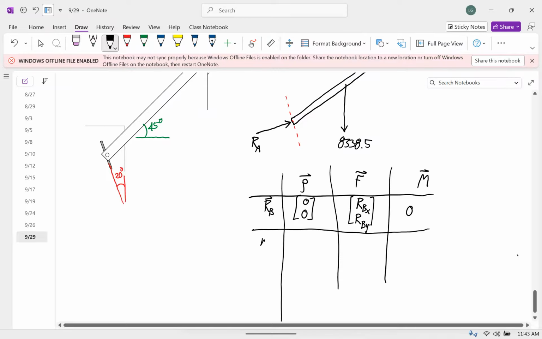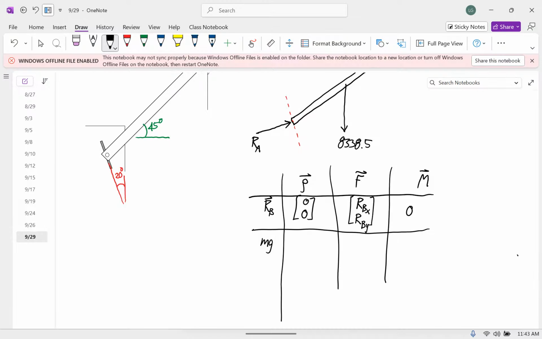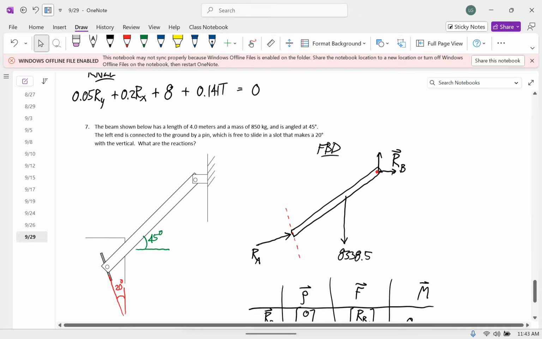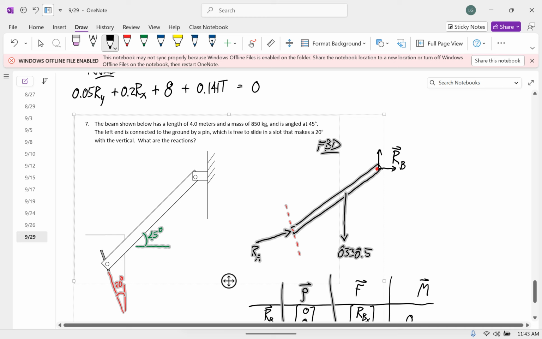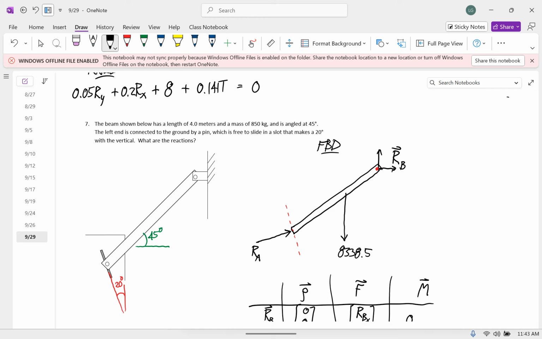Then I'll do the weight force. So the row vector there is the distance from that point B, the about point, to the middle, which is 2 meters because the whole thing is 4 meters long. So you can think of this as 2 times cosine and sine of 225 degrees.